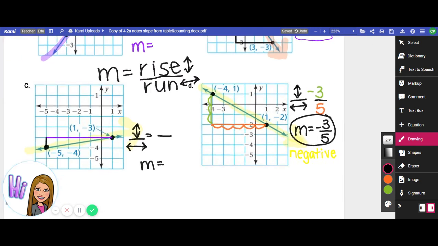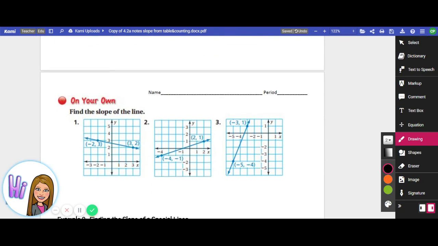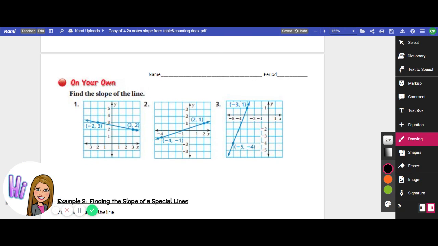So at this time, I would like you to go on to the next page, and there are some on your owns. These are all either going to be positive or negative slopes, but I would like you to find your rise over run and do the best that you can. Good luck.